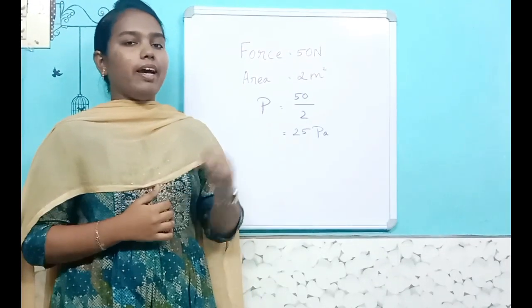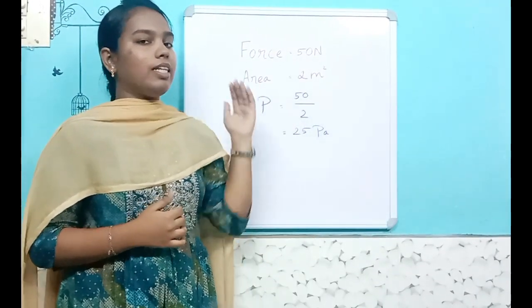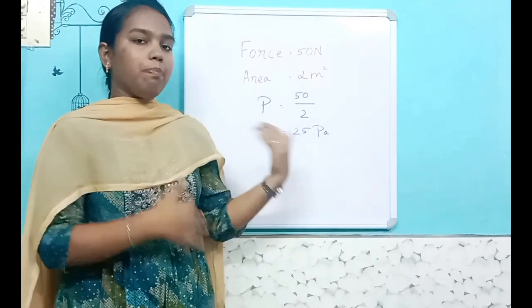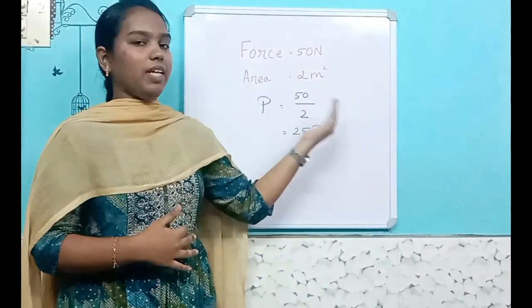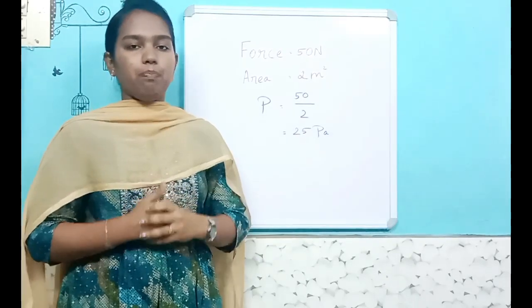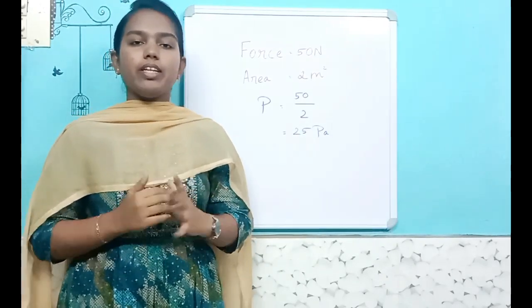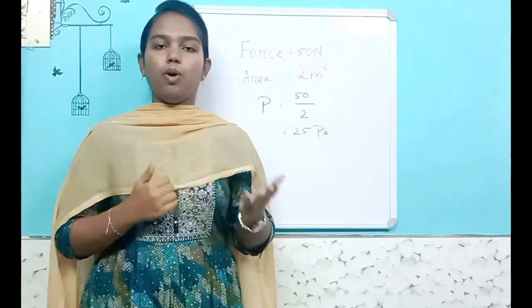So for example, I have taken force as 50 Newton and area as 2 meter square. Pressure, now you have to calculate the pressure formula. P is equal to 50 by 2, which is 25 pascals. So this is how we can calculate the pressure. Now I hope you all are clear about force and pressure.